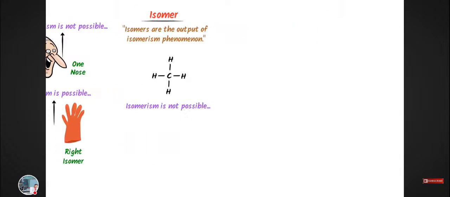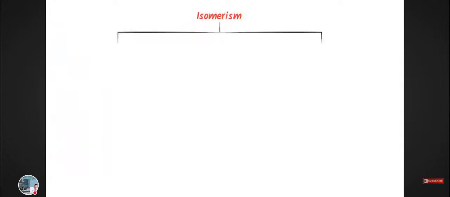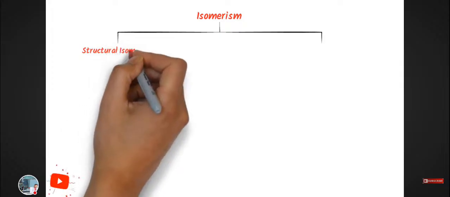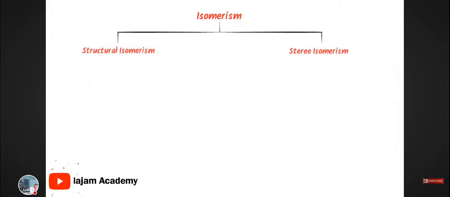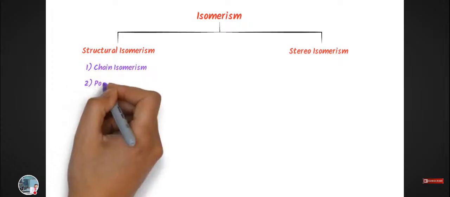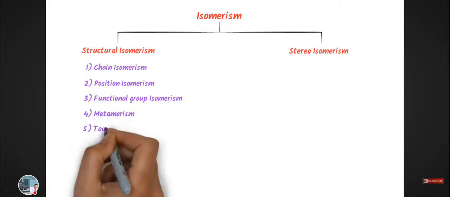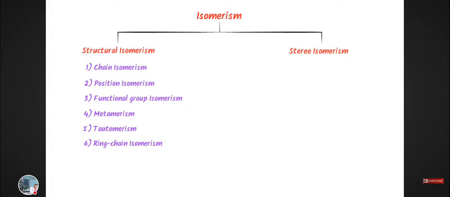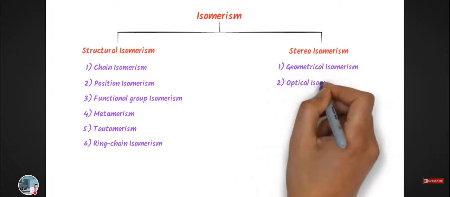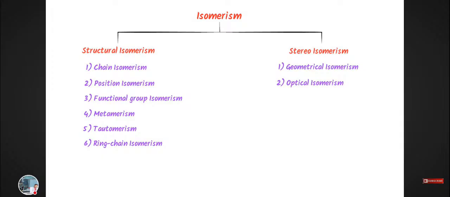Now we will learn the types of isomerism. Well, there are two types of isomerism: structural isomerism and stereoisomerism. Structural isomerism is further divided into six categories, like chain isomerism, position isomerism, functional group isomerism, metamerism, tautomerism, and ring chain isomerism. While stereoisomerism is further divided into two categories, geometric isomerism and optical isomerism. Hence, these are the 8 different types of isomerism.